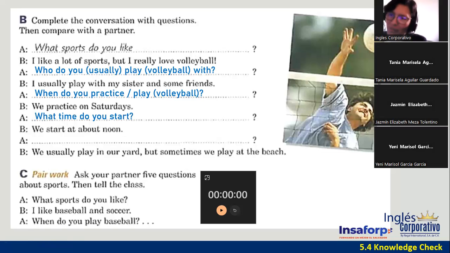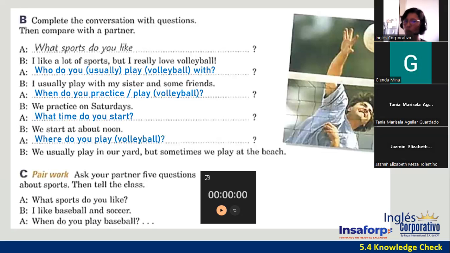Ah, we start, uy, perdón, todo el escritorio, sorry. We start at about noon, ¿verdad? Comenzamos alrededor de las 12. Muy bien. And then the next one, it says, we usually play in our yard, but sometimes we play at the beach. So what will be the question there? Where do you play, ¿verdad? Where do you play or where do you play volleyball? Cualquiera de las dos está bien. Estaría correcto. Muy bien. Excelente.